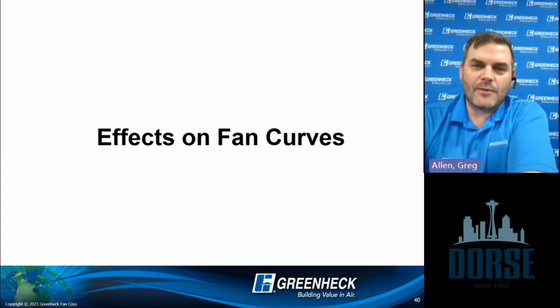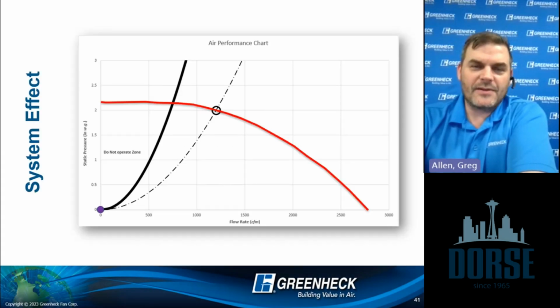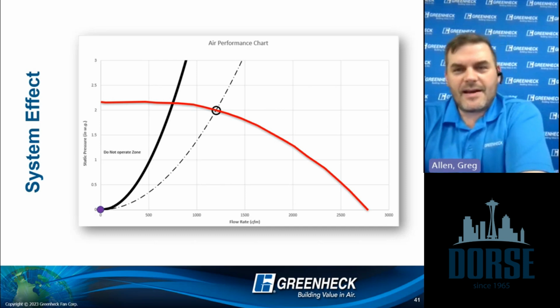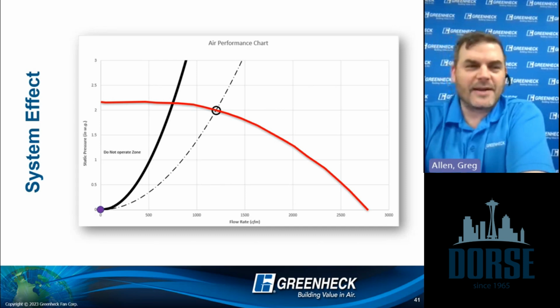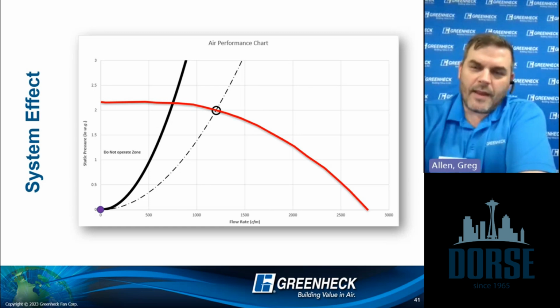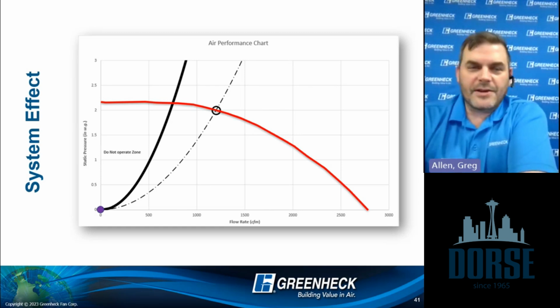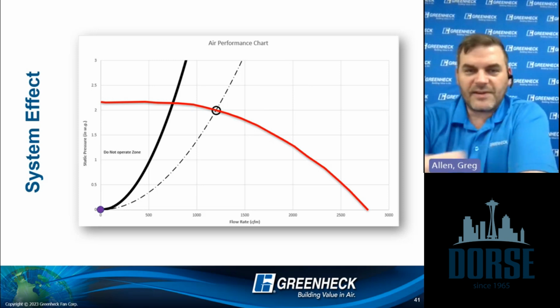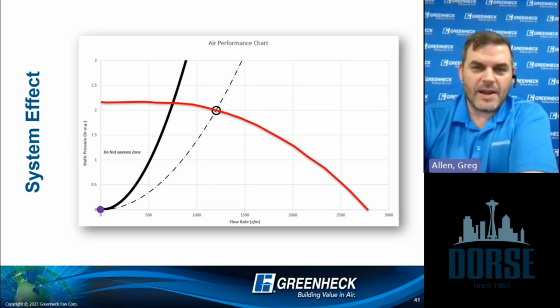What happens when things don't go right? Right. So here's a scenario, and this is all under the system effect umbrella. Now, system effect is basically saying the inlet or the outlet condition do not match how it was tested. Right. So I've got all this test data that's giving me this fan curve, and all this information is great.